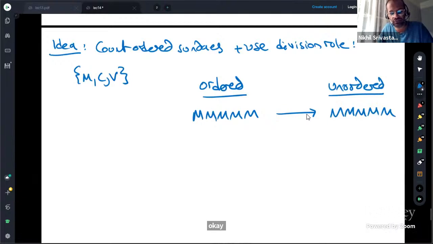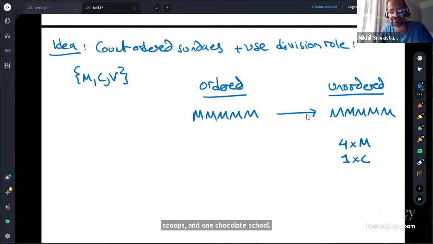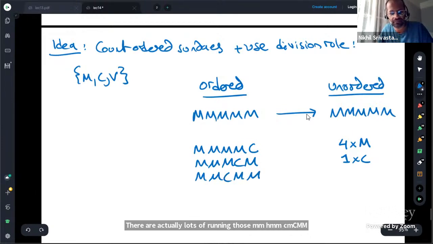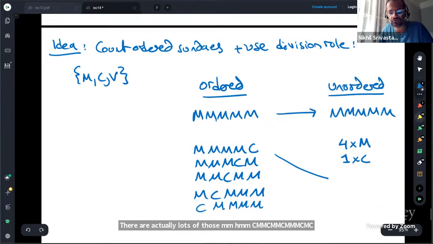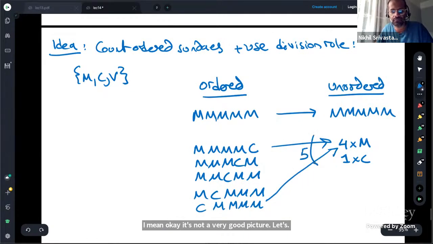But now, let's say I consider sundaes with 4 mint scoops and 1 chocolate scoop. Well, the number of ordered sundaes that has that distribution of mint and chocolate, there are actually lots of them, right? There's MMMMC, there's MMMCM, MMCMM, MCMMM, and CMMMM. And now all 5 of these actually map to the same unordered one. And then it gets even worse, right?